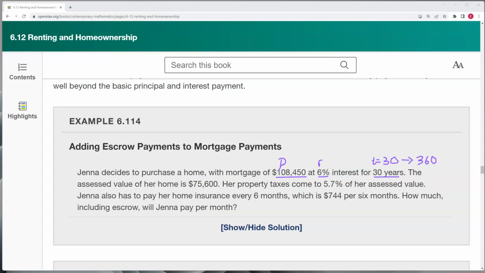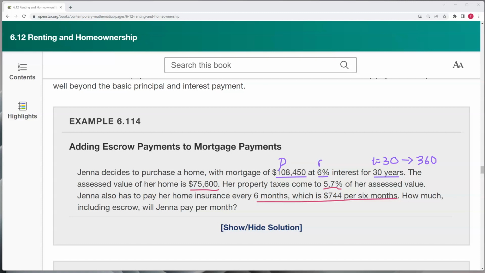All right. Now, for the escrow account, we take into consideration the assessed value. Let me get a different color when we talk about escrow here. So let's move over to this pink for the escrow. This is the assessed value of the home. This is her property tax, essentially 5.7%. She also has to consider her insurance every 6 months. When it comes to taxes, those are paid once a year.